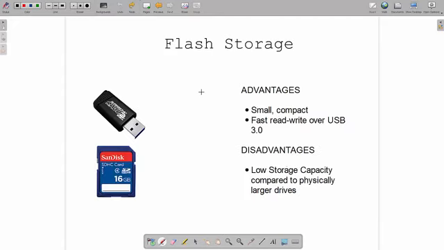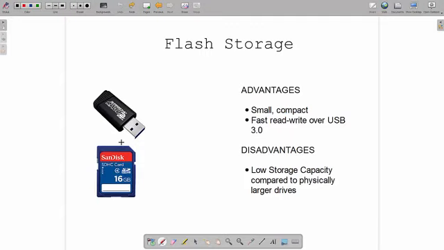Finally, we've got flash storage. Flash storage can cover USB sticks, any sort of card that you put into your computer. They are small and compact, and they've also got a relatively fast read-write speed since USB 3. USB 2 was quite slow. USB 1 was quite slow. They were also only half duplex, which meant you could read or write, but couldn't do both simultaneously. With USB 3.0, you can read and write at the same time, full duplex, and they are quite fast.